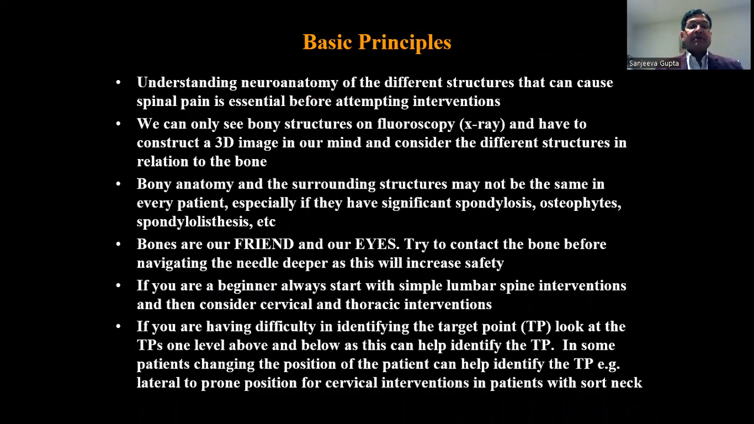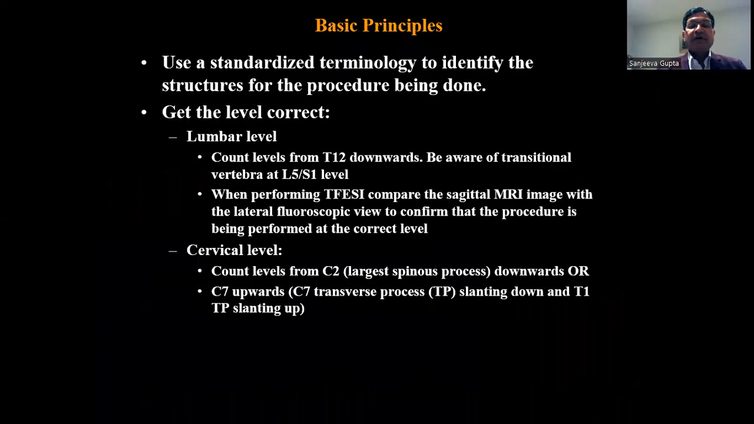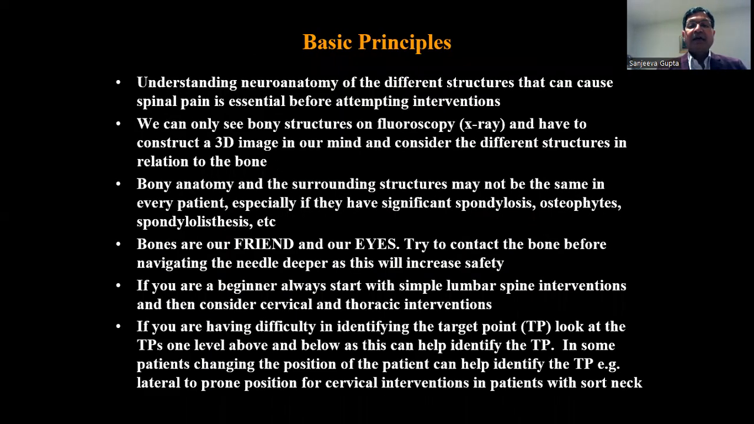Some basic principles: understanding the neuroanatomy of different structures that can cause spinal pain is essential before attempting any spinal interventions at all. As you all know, on fluoroscopy, we can only see bony structures and have to construct a 3D image in our mind and consider the different structures that are in relation to the bone, because bone will help give us a landmark, but the structures around the bone have to be imagined. For that, understanding the neuroanatomy of the spine is very essential.